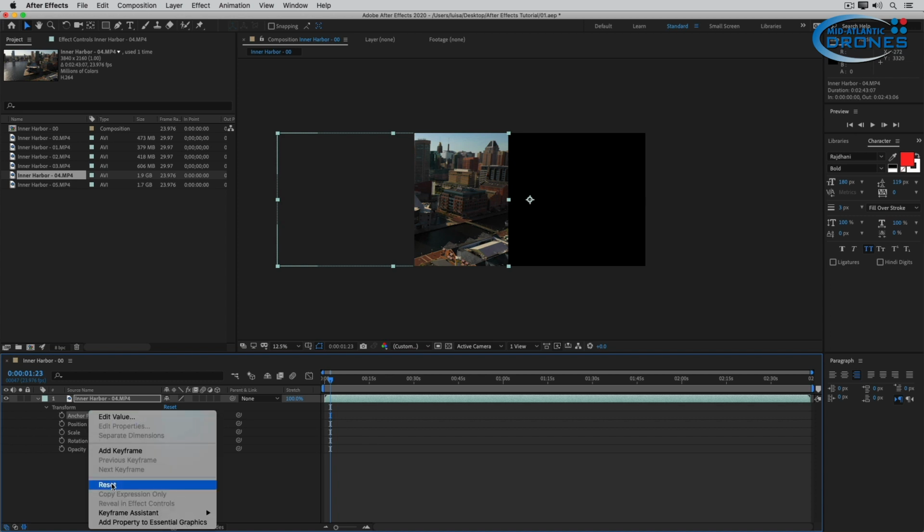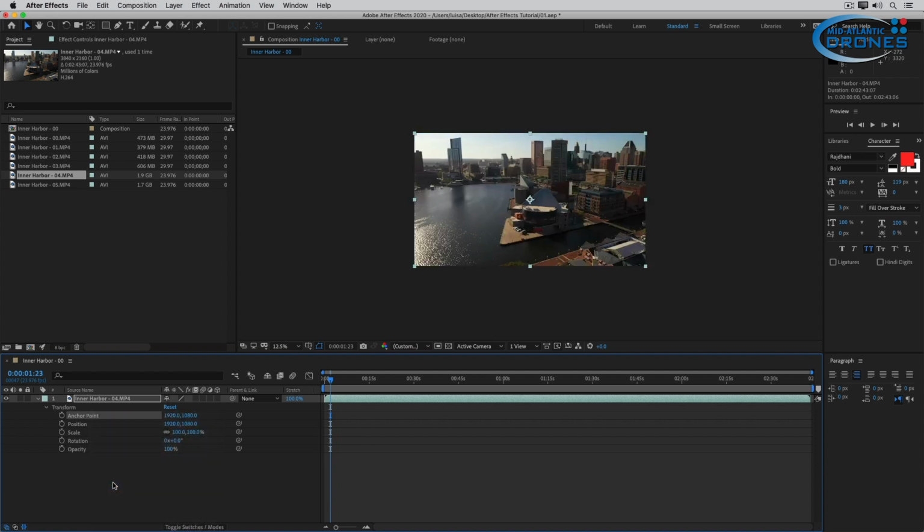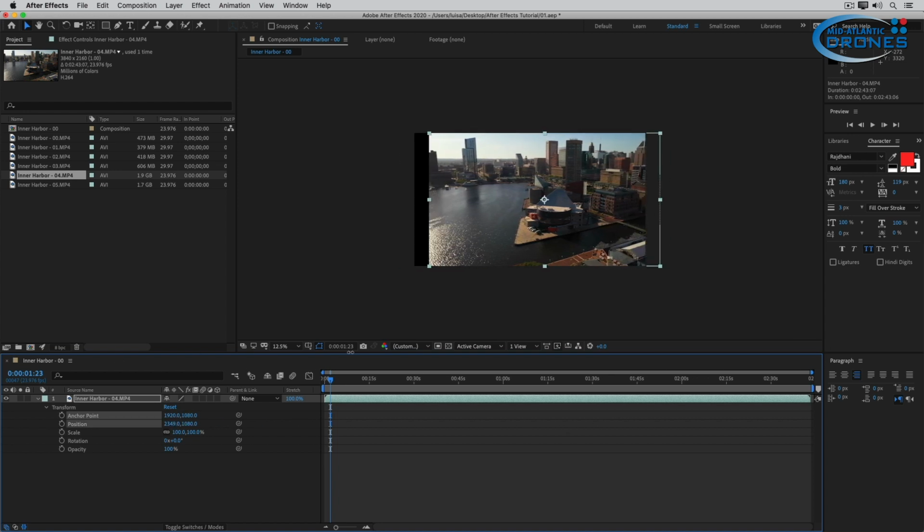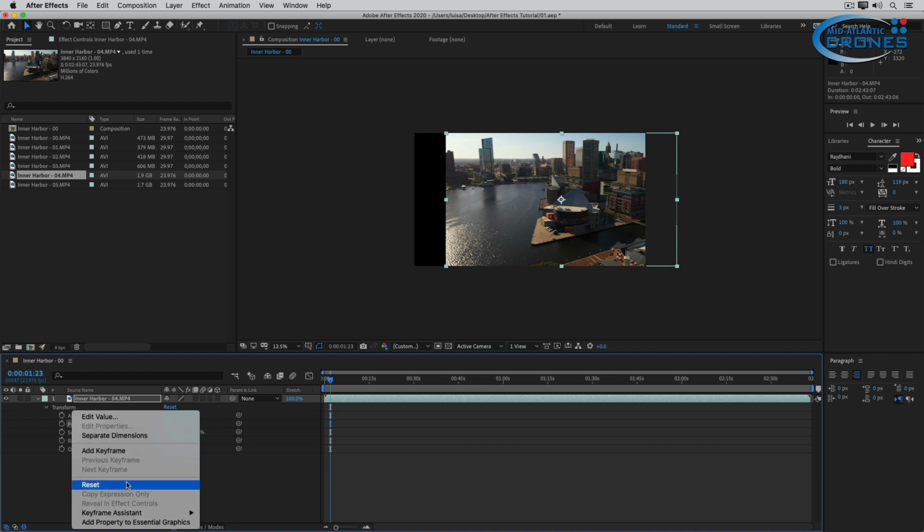Let me go ahead and right-click anchor point and reset it. You can pretty much reset any value that has a stopwatch to the left of its name. You can reset it by right-clicking the word and then choosing reset. So here we go. If I change position, notice that the anchor point is coming with it. Let me reset this one.